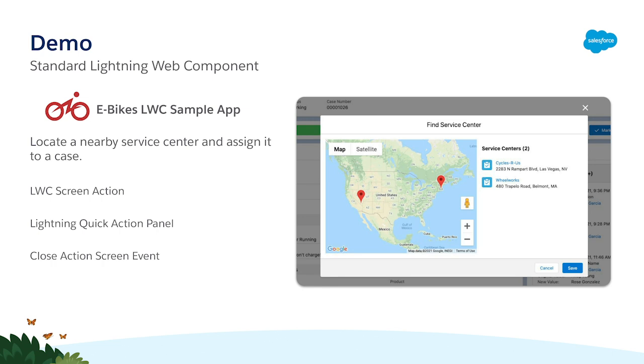So now that you have a general understanding of how screen actions work, let's go ahead and build one. We're going to be using the e-bikes sample app from the Trailhead sample gallery to get started. Let's pretend that a customer needs their e-bike repaired and a case has been created in Salesforce. We can then use a quick action to find a nearby service center and assign it to the case, while using all of the great features provided by the LWC framework. So over in VS Code, let's go ahead and take a look at our Service Center action Lightning Web component.